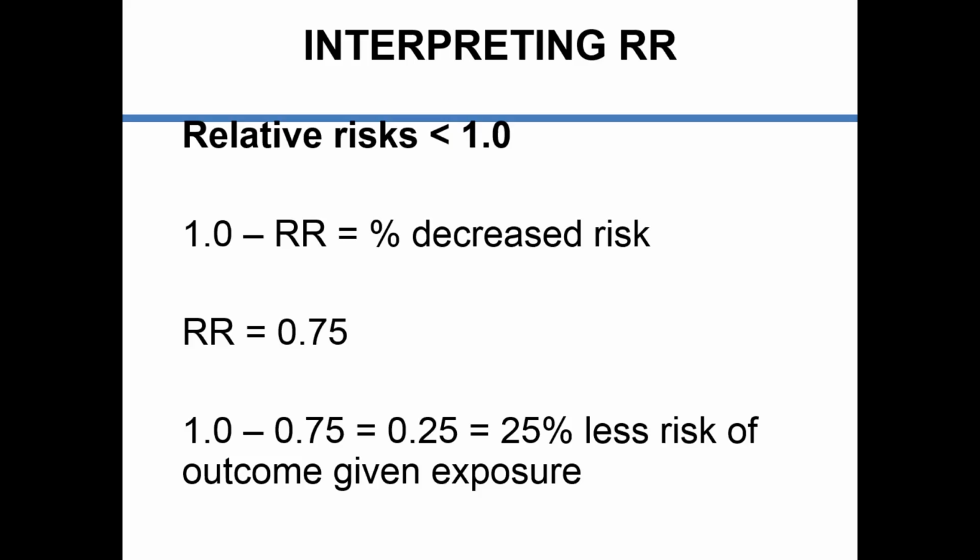So if you get a risk ratio of 0.75, what decreased risk is it from the exposure? It's 1.0 minus 0.75 is 0.25, 25% less risk. So what would the risk reduction due to exposure be if the risk ratio is 0.25? It would be 75% risk reduction. What if it was 0.1? It would be a 90% risk reduction, right? Next slide, please.